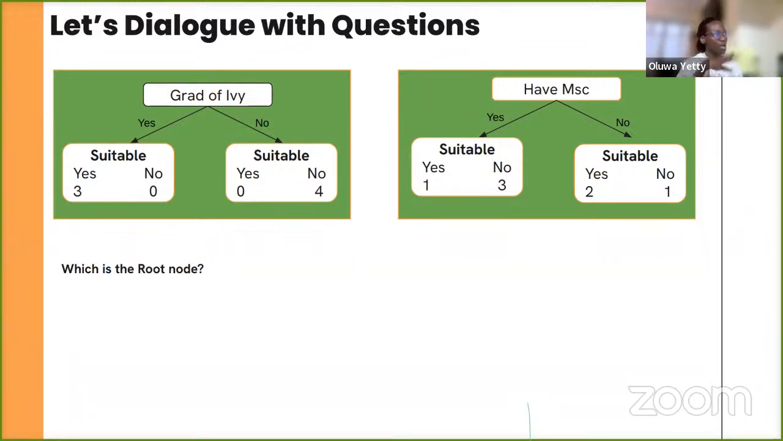So in these two boxes that you have, what is the root node? I'm looking out for the comment section. Someone has answered grad of Ivy. Remember, the root node is the very first node that you started with. The next question I'll ask is, are there decision nodes here? Yes or no. So do we have decision nodes here?